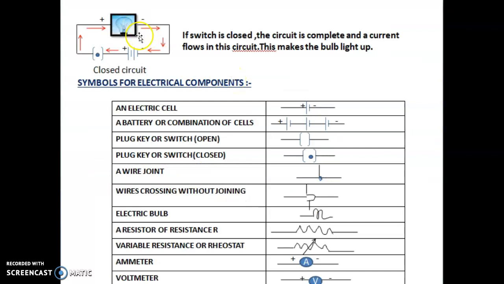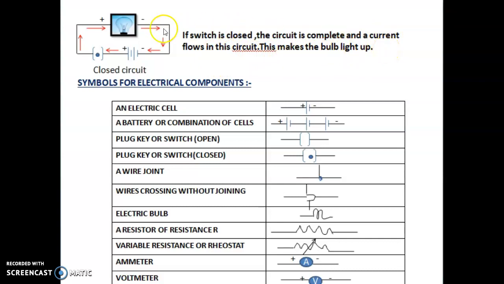This is the diagram of a closed circuit. So you can see the difference. In an open circuit, the key does not have a dot. In a closed circuit, the key has a dot. If the switch is closed, the circuit is completed and current flows in the circuit. This makes the bulb light up.